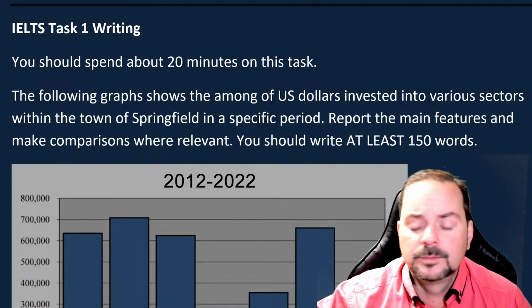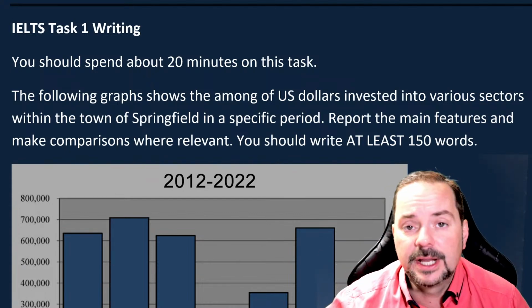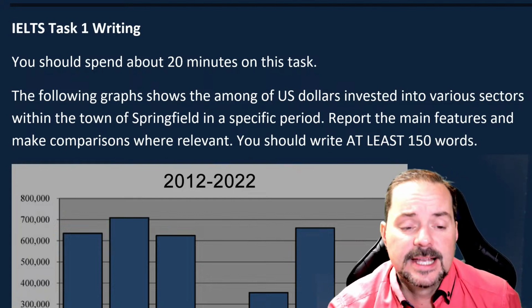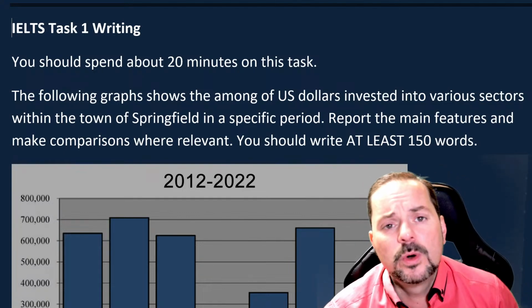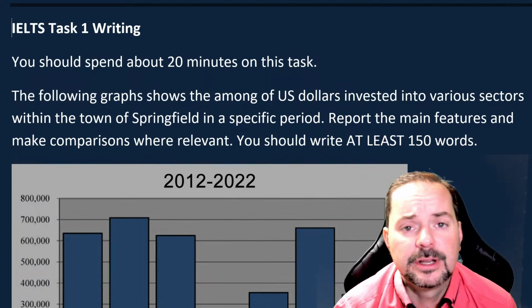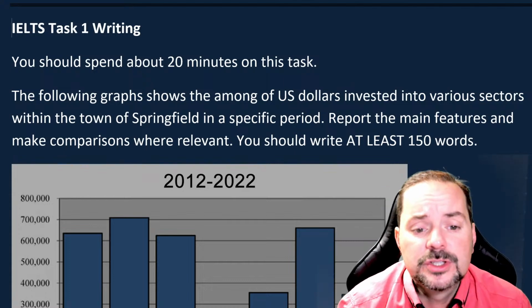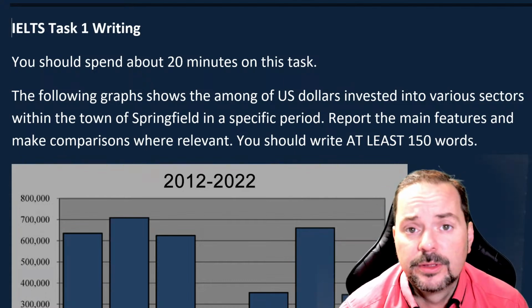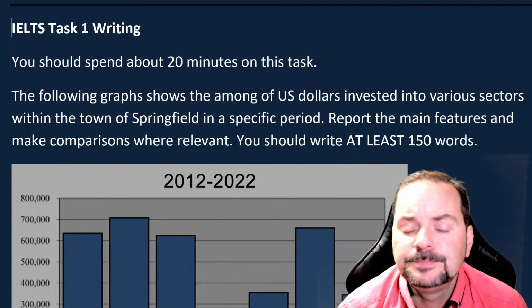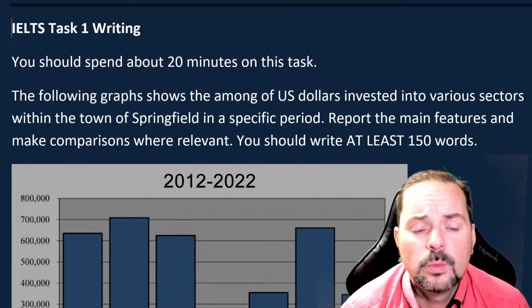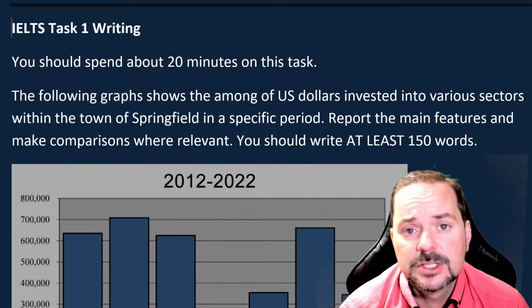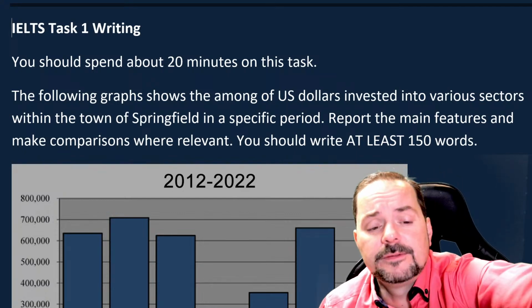Now, 20 minutes of your writing is task 1, 40 minutes is task 2. Task 1 is worth about 30-35% of your writing score. Task 2 is worth much more, it's worth double. But task 1 should be the easier task as long as you know what you're doing. So definitely start with that one.